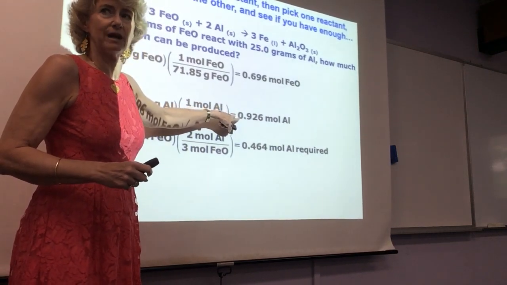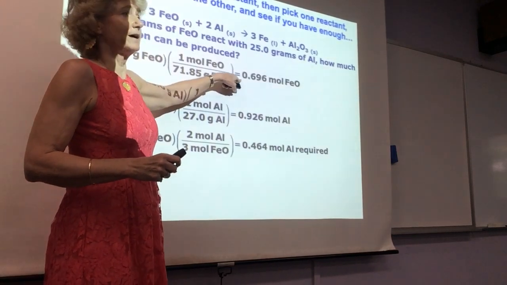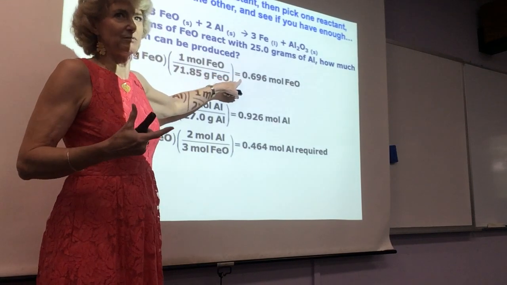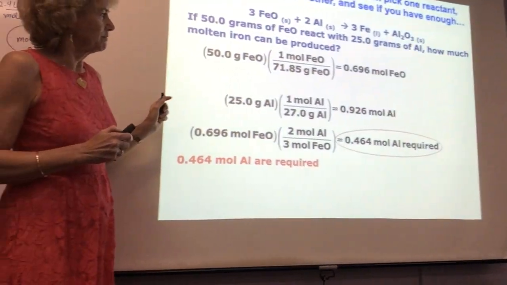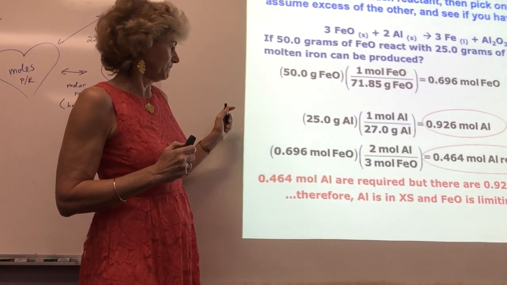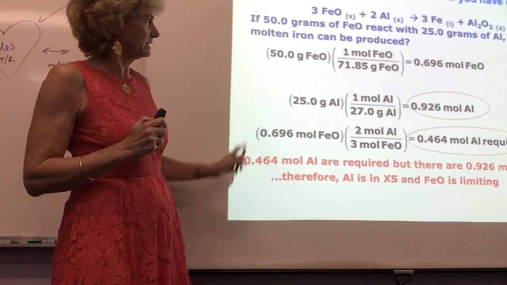So right there, you establish this is what? The excess. So that means this has to be LR. So you don't have to do the other one. You've already established which one is LR. That's what we want. So that's how much we need. That's how much we got. That's got to mean that aluminum is in excess and FeO is limiting, this one.